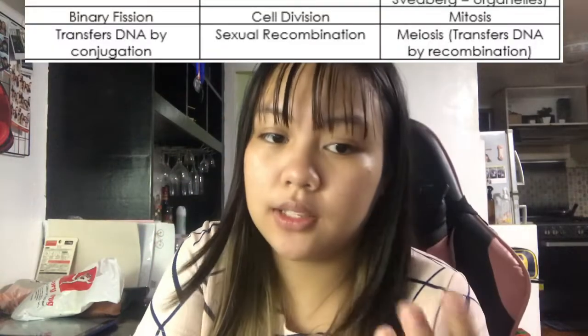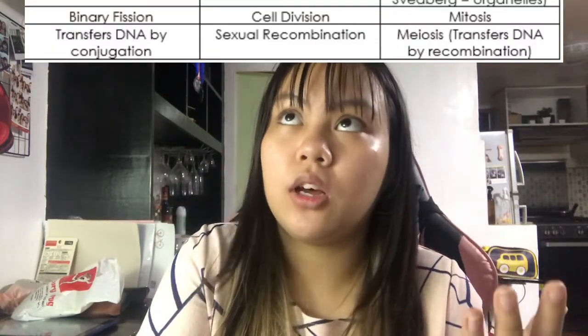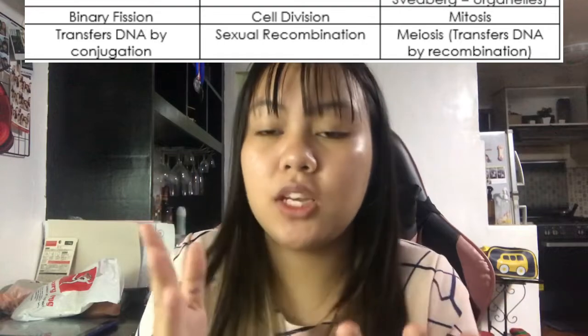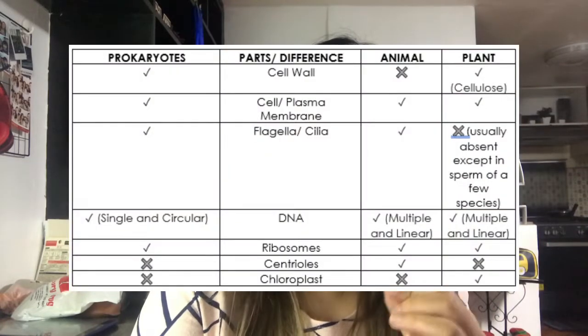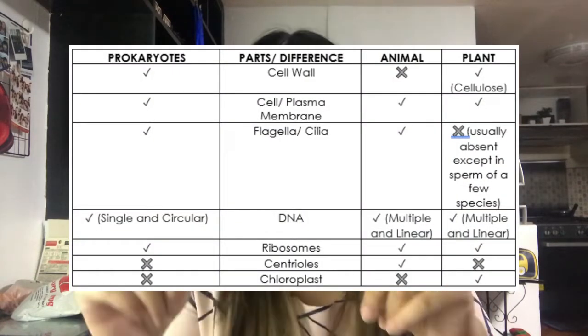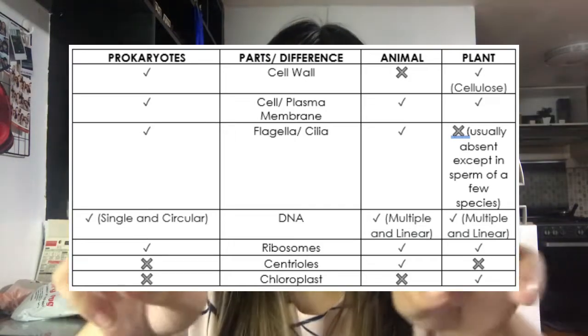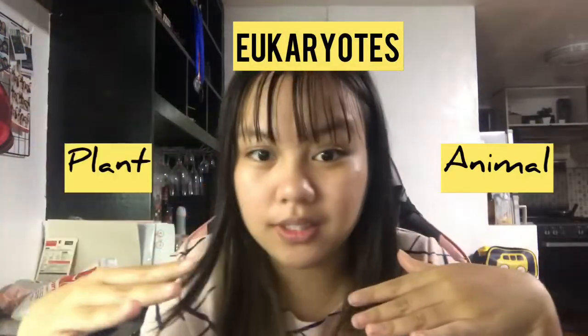Cell division is through mitosis, and sexual recombination transfers DNA by recombination or meiosis. What else? Cell wall is again made out of cellulose for plants, chitin for fungi. And then flagella and cilia are usually absent in plants. Again, eukaryotes are separated into two. So we have the animal and plant.